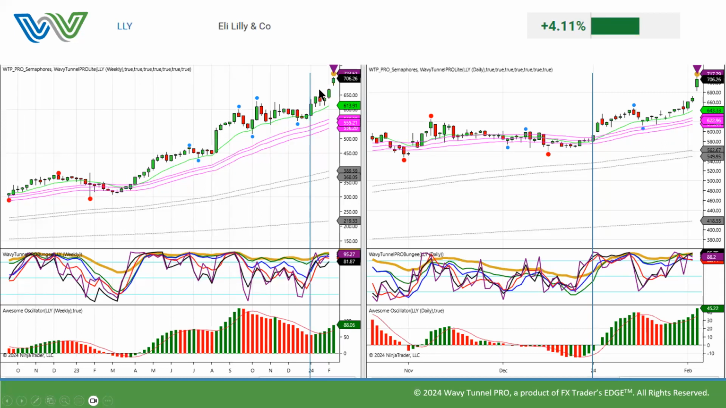So very strong stock. The wave is comfortably above the tunnel on the weekly chart. Here we had a nice sideways pattern on the daily. So this is when the wave is flat to the tunnel, you want to be buying the dip. And this is how we progressed this year so far, buying the dip. Now we're at the point T. Point T means that we're at a high point.